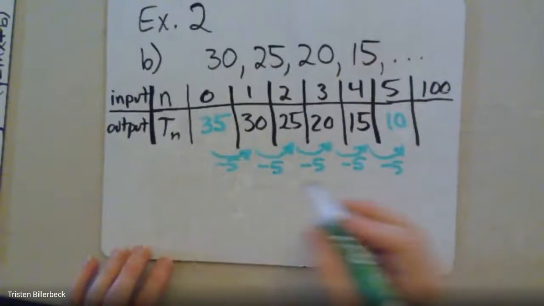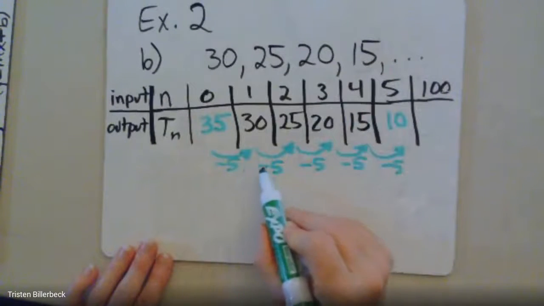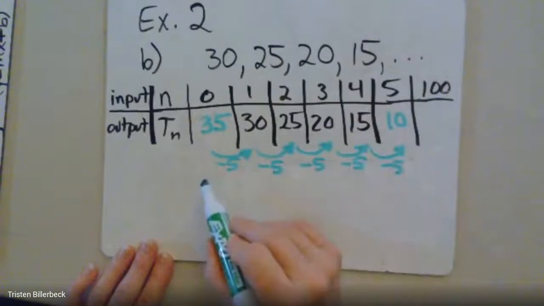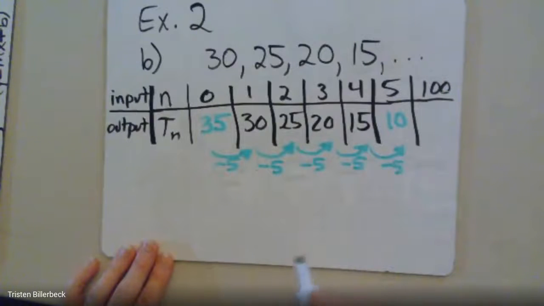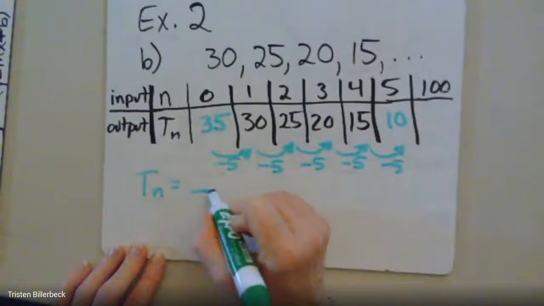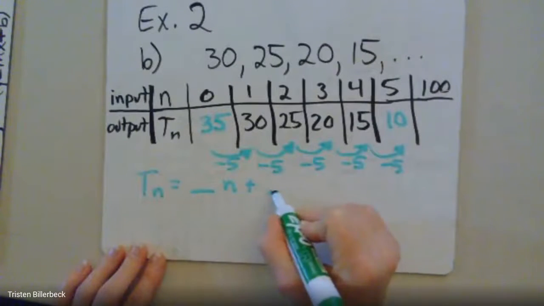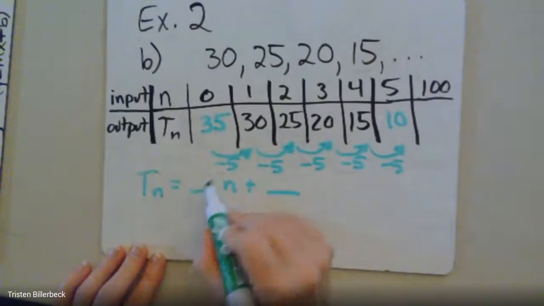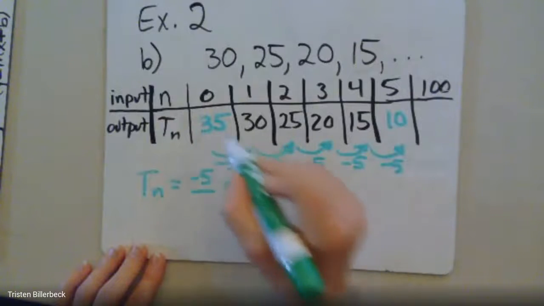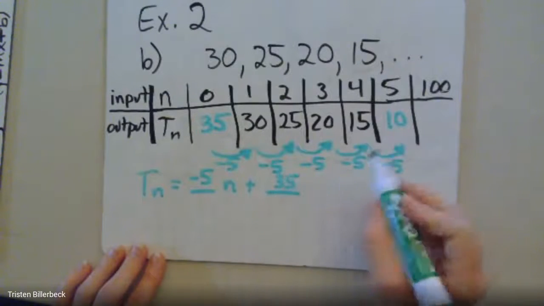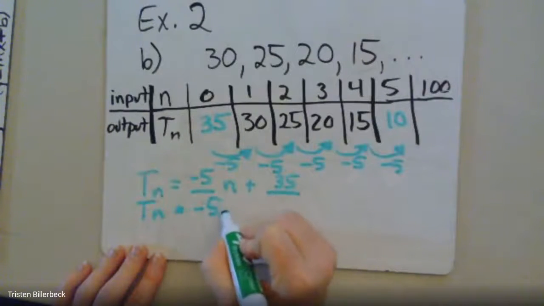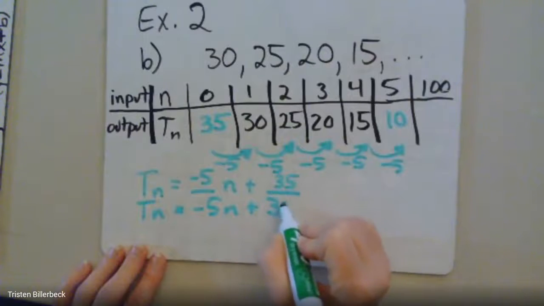So let's find a rule. And this is a linear pattern because it has a constant change, where I'm just adding or subtracting something. So I have Tn equals, and I have n plus something. This is how it changes. It's changing by -5. This is how it starts. It starts at 35. So my rule then is Tn equals negative 5n plus 35.